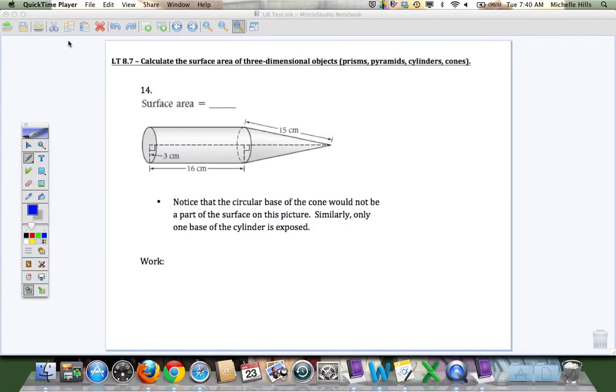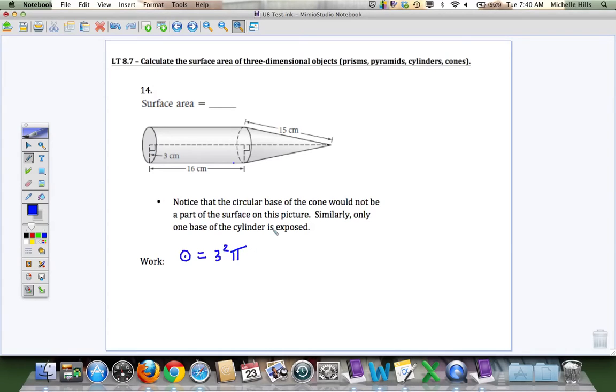When I look at this shape, I notice that it's a cone that's stuck on a cylinder. I'm only finding the surface area, so that's the exposed surface. Think of dipping this thing in paint. Where's the paint going to hit? It's going to hit this circle down here. So the area of the circle is radius squared times pi, so 3 squared pi.